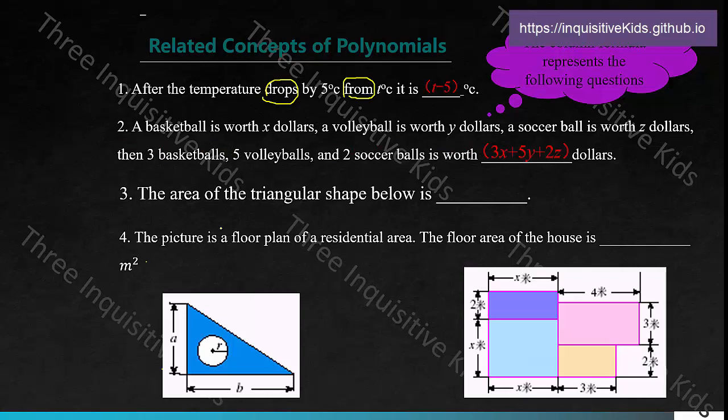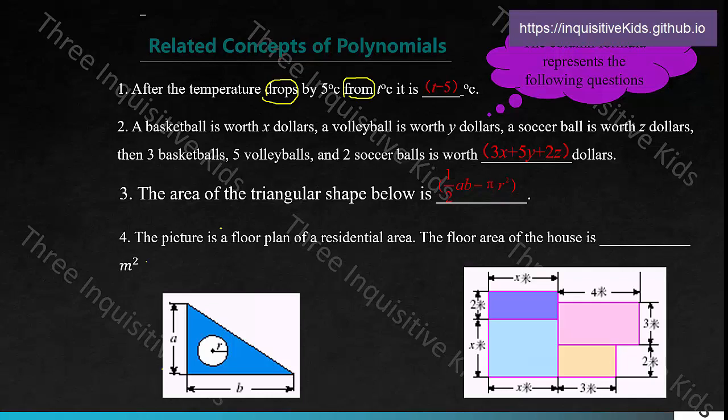3. The area of the triangular shape below is blank. Well, how we could do that is we first figure out the whole area of that triangle, and then we subtract the area of that circular hole from it. Then that would just be the blue shaded part. And that would be 1/2 AB minus pi r squared.